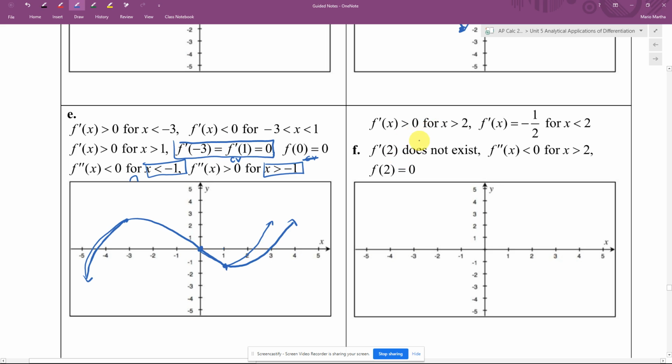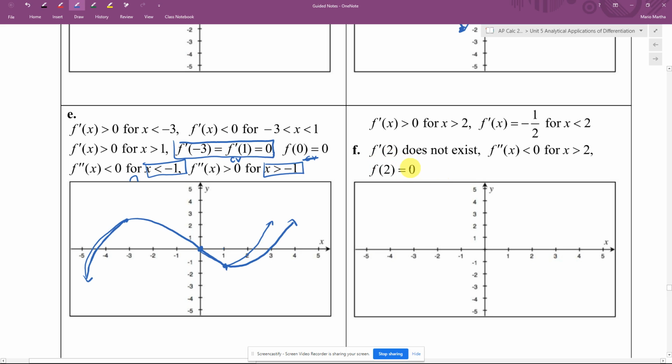We have f prime of x is greater than 0 for x greater than 2. F prime of x is equal to negative 1/2 for x less than 2. F prime of 2 does not exist. And f double prime is less than 0 for x greater than 2. And then f of 2 is equal to 0.